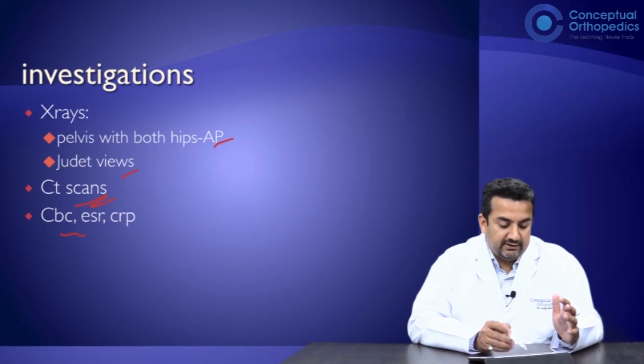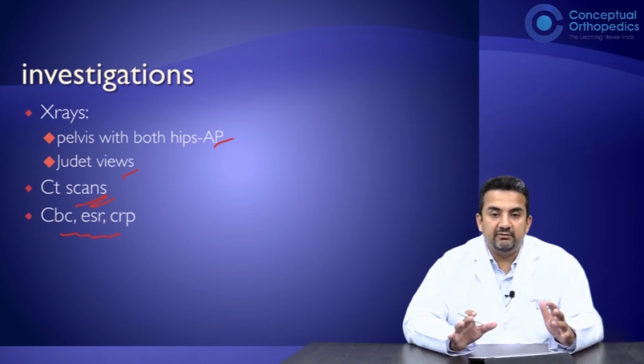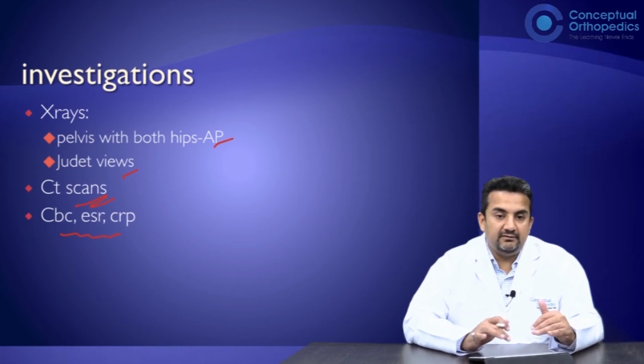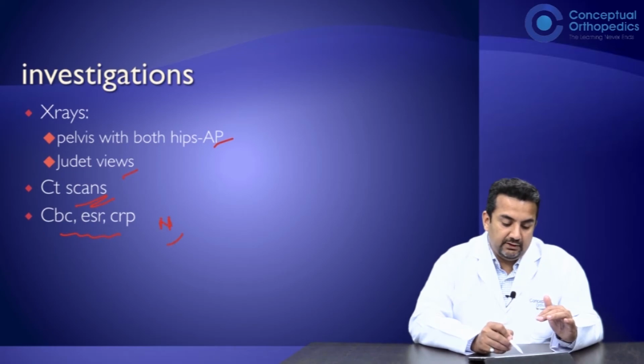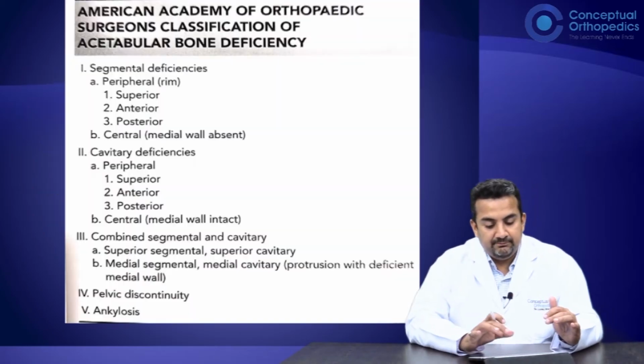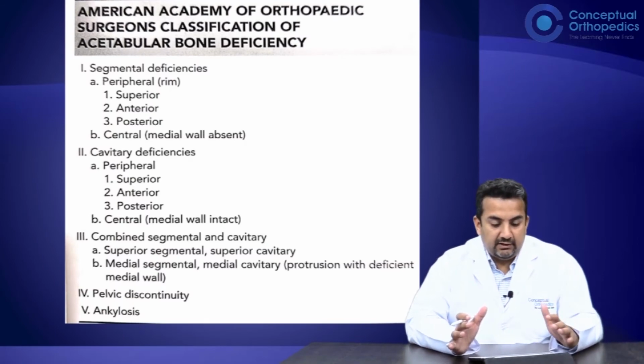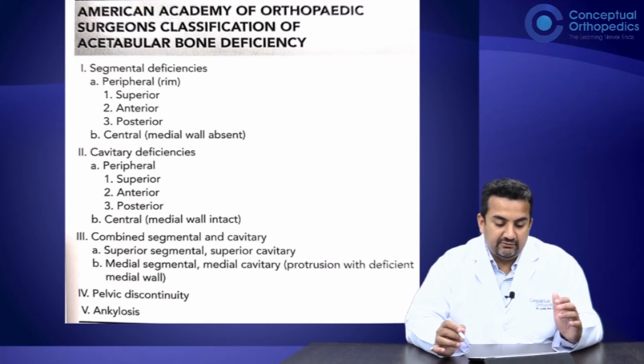And of course, you must get an ESR, CRP and a CBC done to rule out infection, especially in those patients who have been previously operated. Once these things are within normal range, only then can you go ahead and do a total hip arthroplasty in such situations.